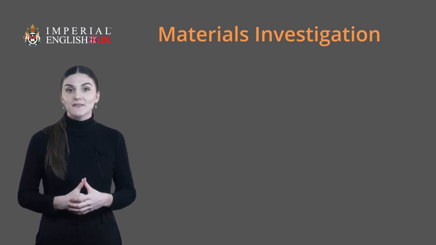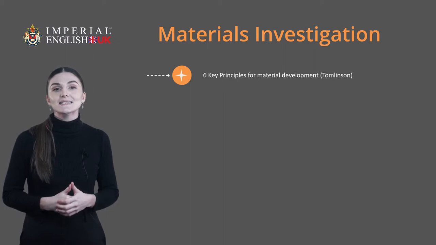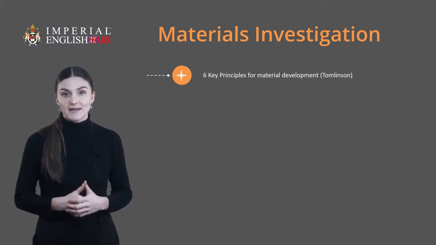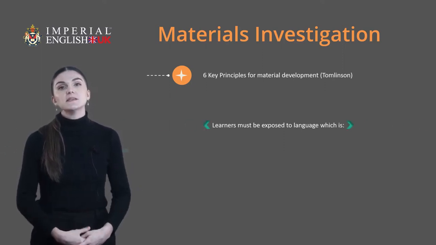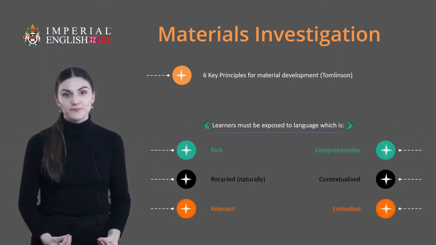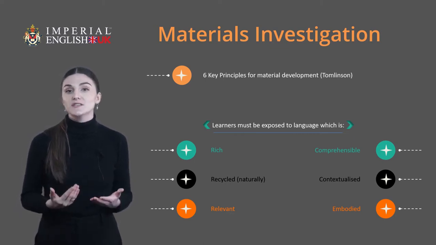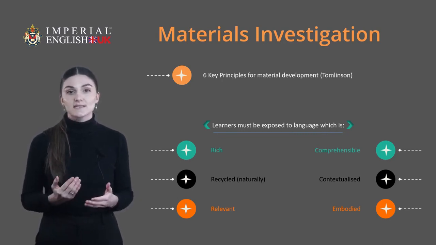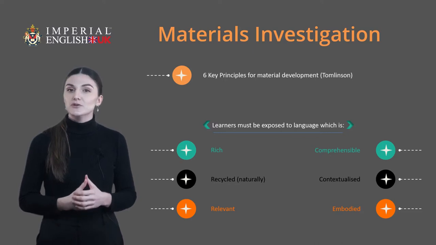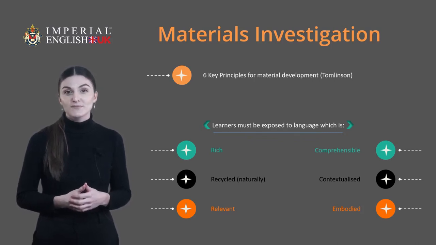We'll start by looking at the principles for material development. Brian Tomlinson outlined 6 key principles for material development of any kind. The first principle he discussed is that learners must be exposed to language which is rich. In other words, the language that learners are exposed to should be much larger than just the target language. It needs to cover a variety of genres, text types, and vocabulary, and be good quality. His findings were that course books generally were not rich, but rather impoverished.